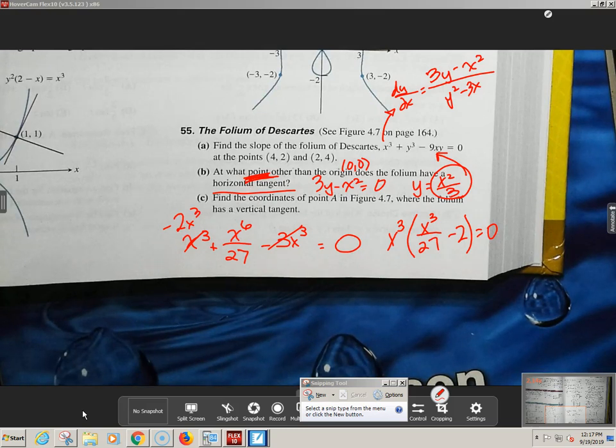Why did I say other than the origin? Who's that guy? When x equals 0, who's this guy? When x equals plus 2 times 27 is 54, the cube root of 54, which I don't think is super nice, but we could rewrite it as what? 3 times the cube root of 2?